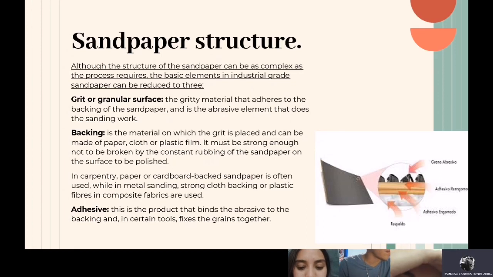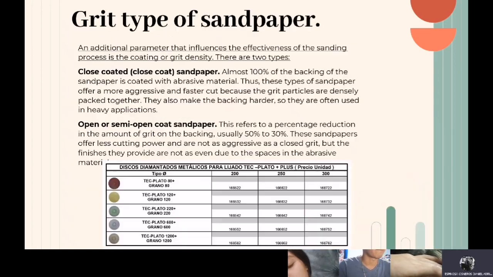It must be strong enough not to be broken by the constant rubbing of the sandpaper on the surface to be polished. In carpentry, paper or cardboard backed sandpapers are often used, while in industrial sanding, a strong cloth backing or plastic fibers in composite fabrics are used. And adhesive: this is the product that bonds the abrasive to the backing, and in certain tools fixes the grit together.